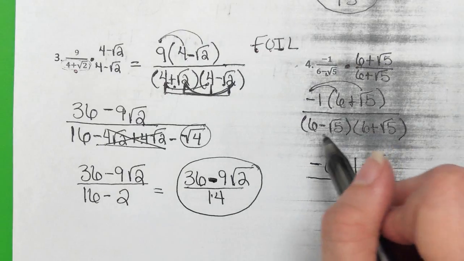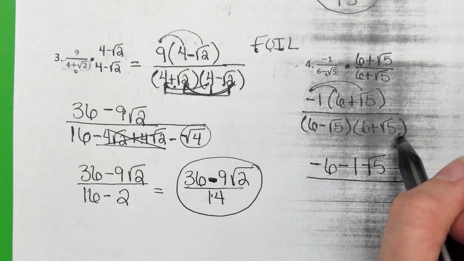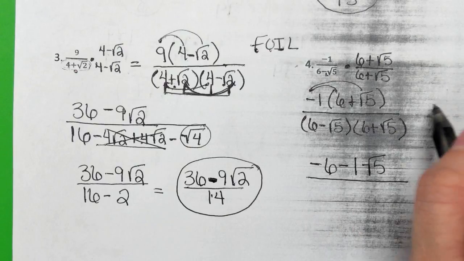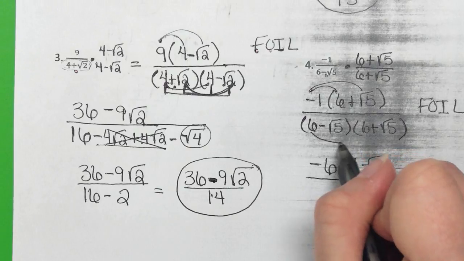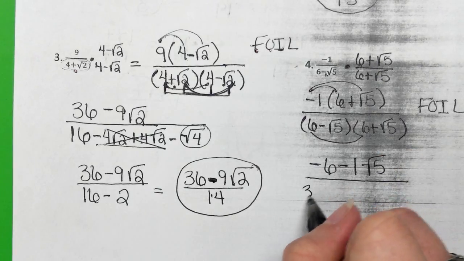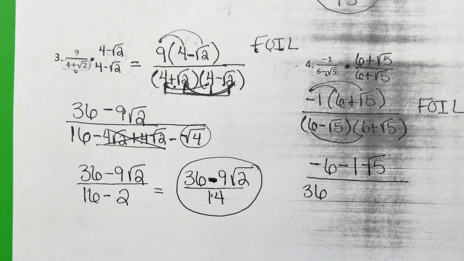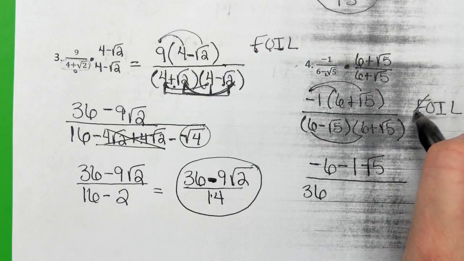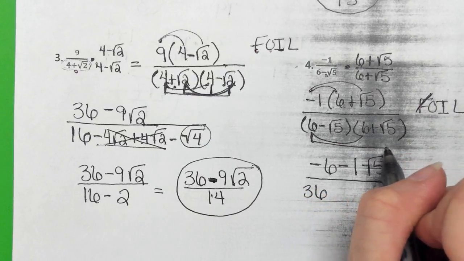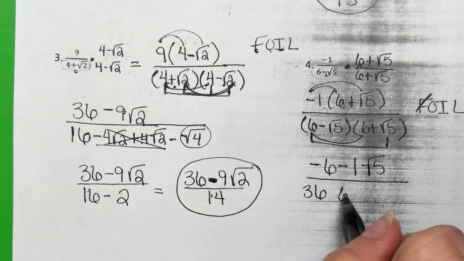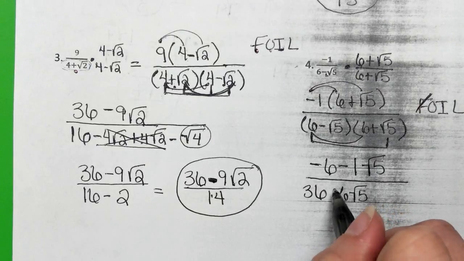All right, what do we do with this? FOIL. Very good. What's the first one? 6 and 6. What's 6 times 6? 36. And then the O? 6 square root of 5. Very good. Plus or minus? Plus.